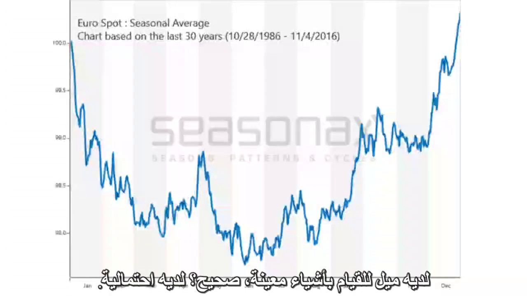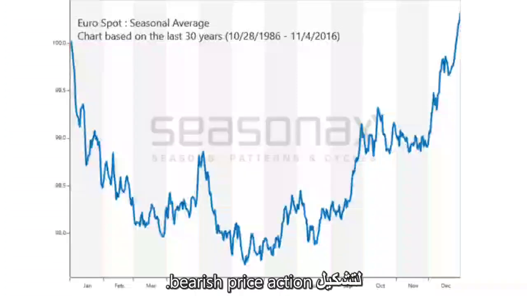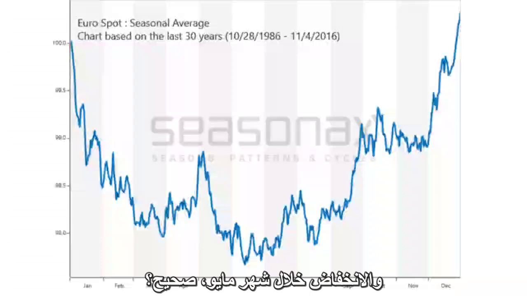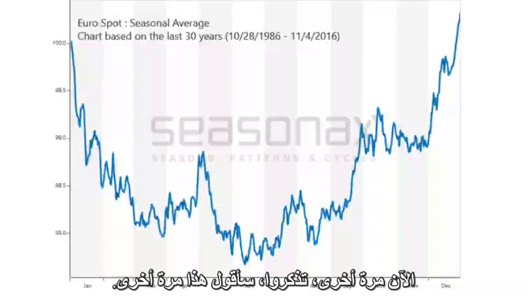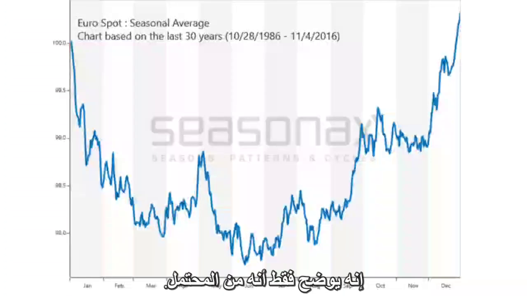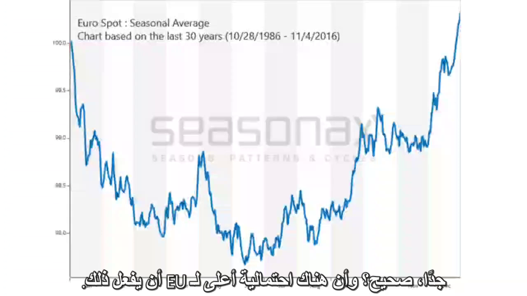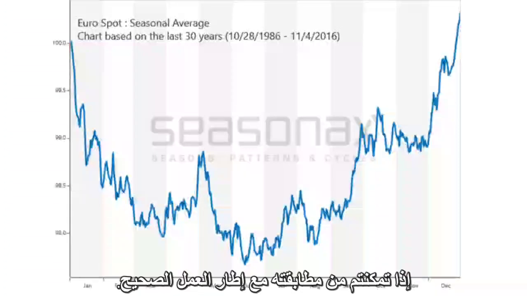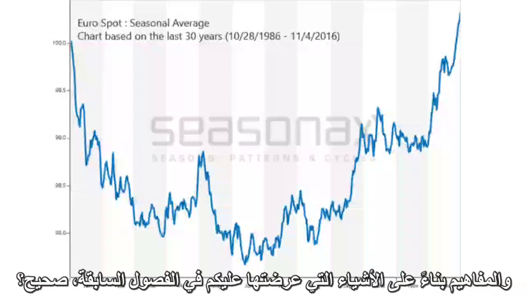It has an inclination to do certain things, right? It has a likelihood of forming bearish price action and going lower during May. Now again, remember, I'm going to say this again, it doesn't mean that it's going to work every time. It just shows that it's highly likely. And it has a higher probability for EUR that it could do that if you can match it with the correct framework and concepts based on the things that I've shown you in the previous chapters.